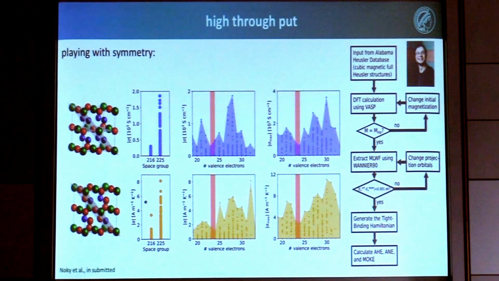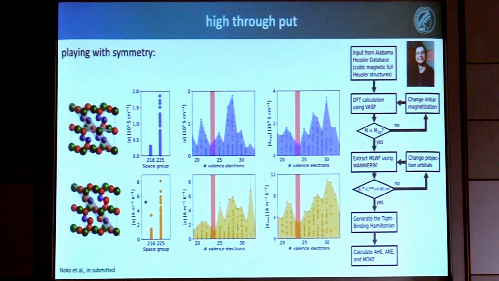So now you can do all this high throughput and do all the calculations for all the known magnetic Heusler compounds, and we focus mainly on the Heusler compound. And what you see in general, this is the Hall conductivity and the Nernst effect. You see the effect is much larger for the space group 222, which has a mirror plane, compared to the space group 216, which has no mirror plane, because of symmetry reasons.